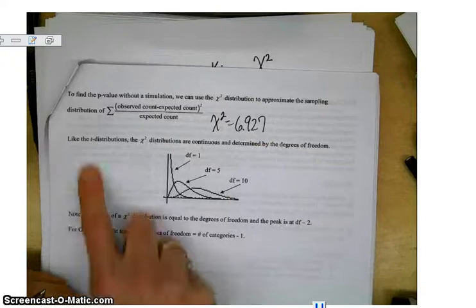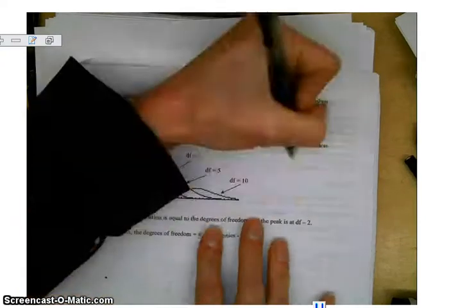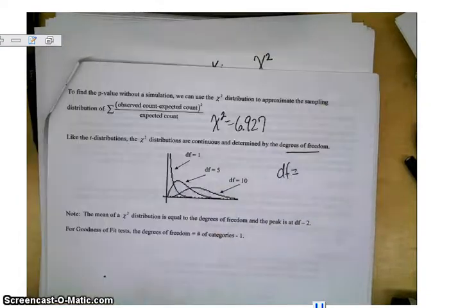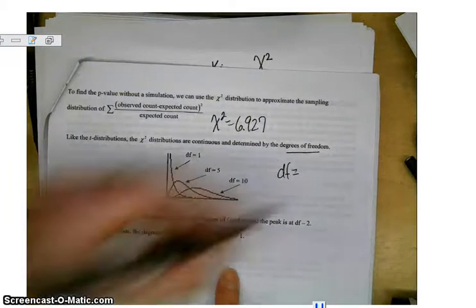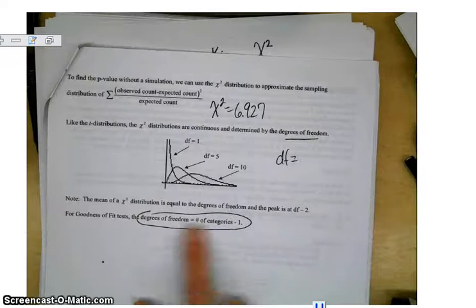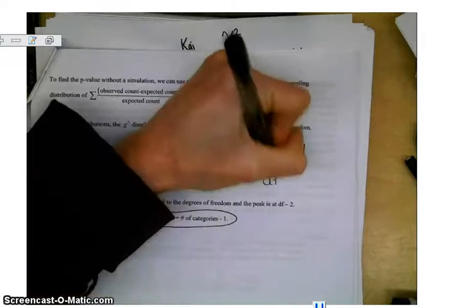The chi-square distributions are continuous and determined by degrees of freedom. Degrees of freedom here is the number of categories minus 1. So that's the formula, right down here. The degrees of freedom is the number of categories, not including the total, minus 1. In our problem, we have 1, 2, 3, 4, 5, 6 categories, so our degrees of freedom would be 6 minus 1, or 5 degrees of freedom in this case.